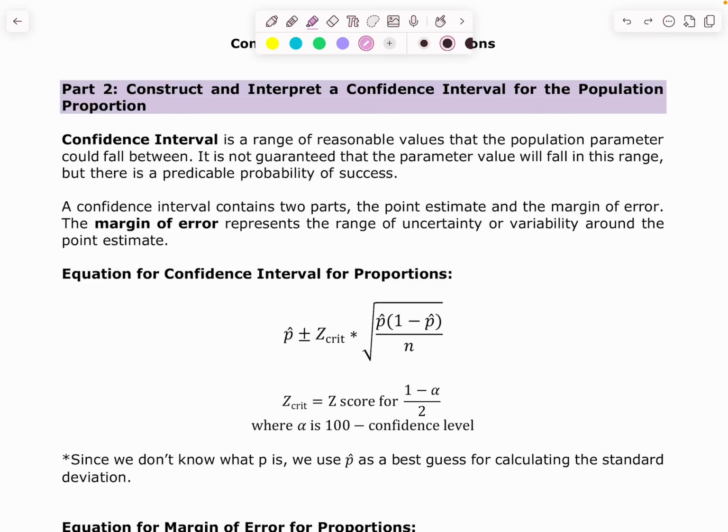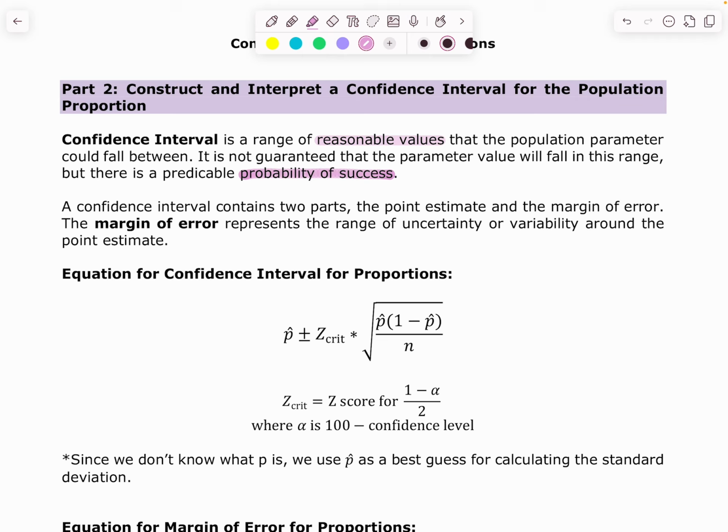Now let's look at the construction of the confidence interval for a population proportion. So the confidence interval is a range of reasonable values that the population parameter could fall between. It is not a guarantee that the parameter value will fall in this range, but there is a predictable probability of success that it will fall within that range.